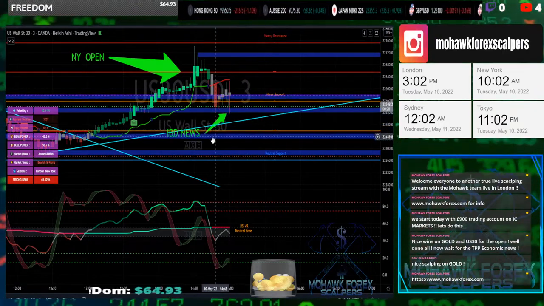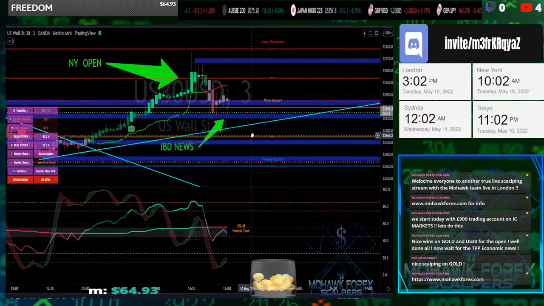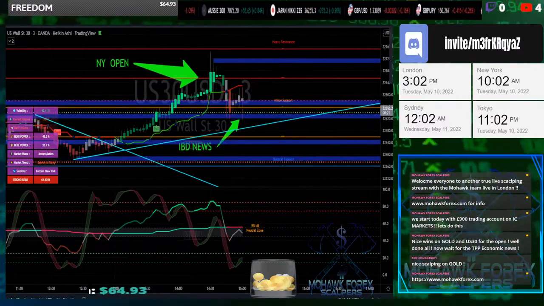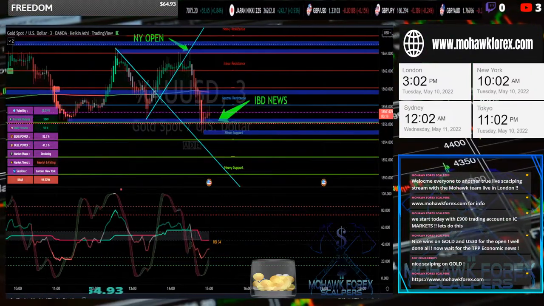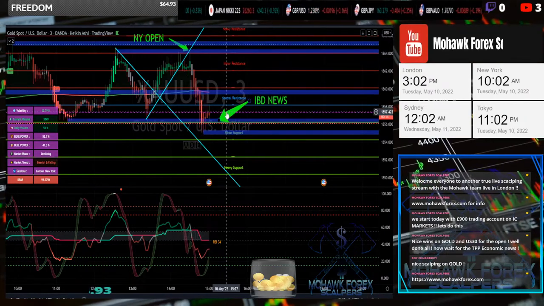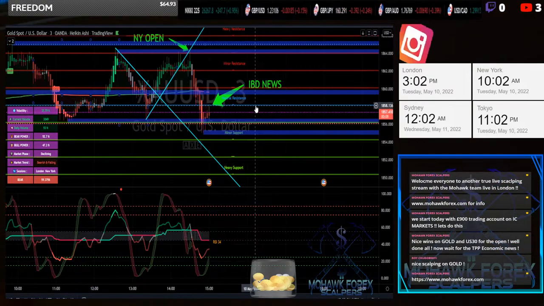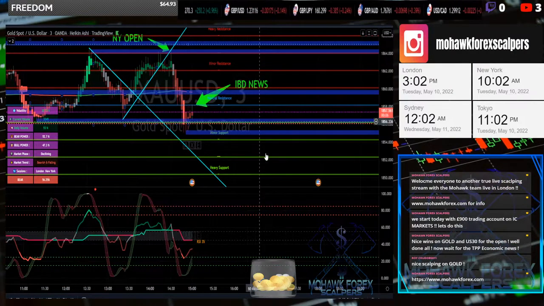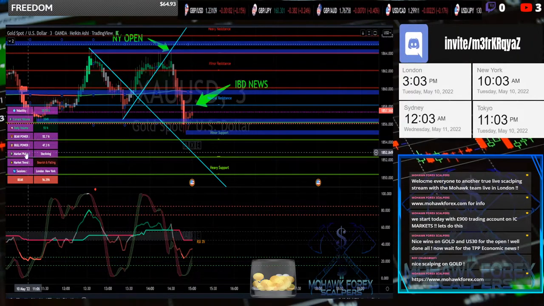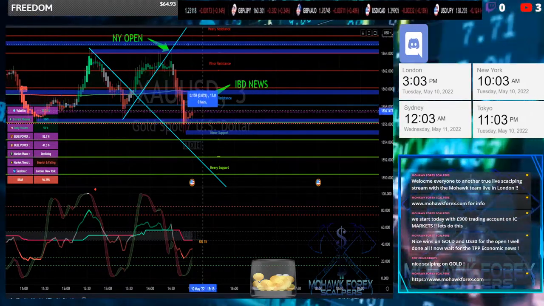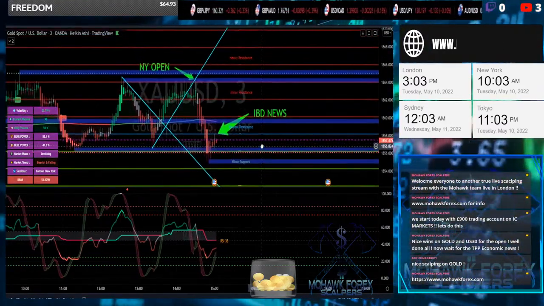Nice win on the sell. Could move even more. I'll take another sell if the RSI and stochastic go. What did gold do? So you would have thought it would be a buy on gold. Yeah, any five pips. Do you want to really wait to move on this?